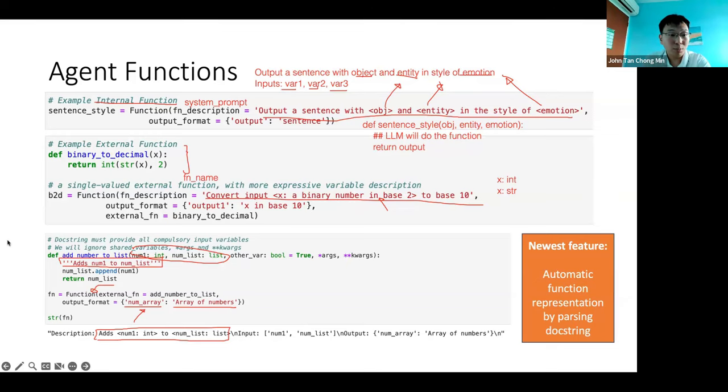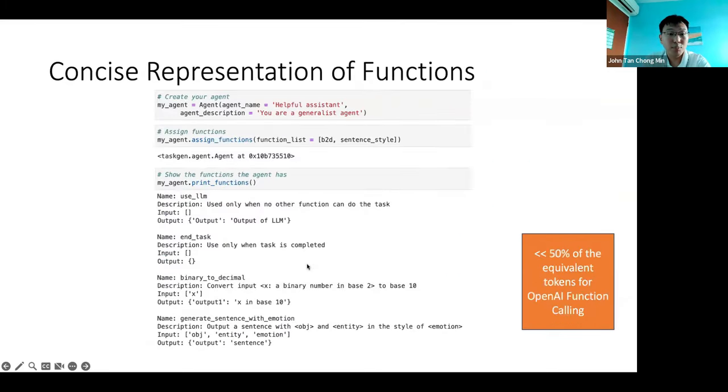Okay, so now I move on to how this is interpreted by the agent. So now we have an agent here. We define the agent as before. Now we assign the functions. And this is basically your binary to decimal function earlier and the sentence style function earlier. And you can see these are the list of functions that the agent will see.